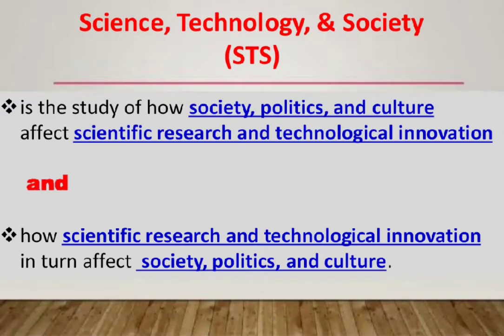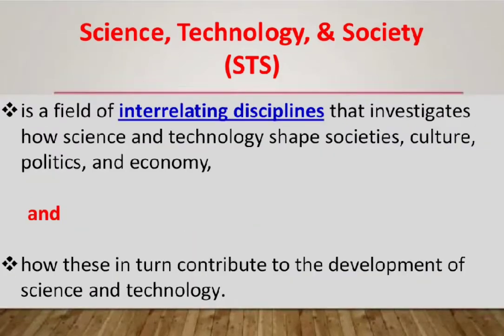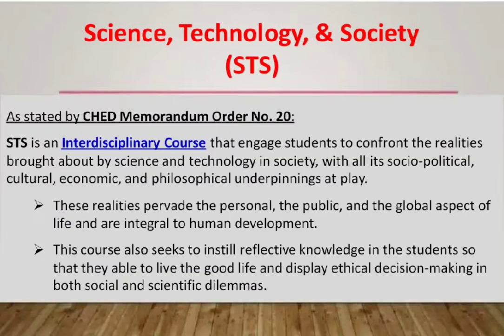Science, technology, and society is the study of how society, politics, and culture affect scientific research and technological innovation, and how scientific research and technological innovation in turn affect society, politics, and culture. It is a field of interrelating disciplines that investigates how science and technology shape societies, culture, politics, and economy, and how these in turn contribute to the development of science and technology.